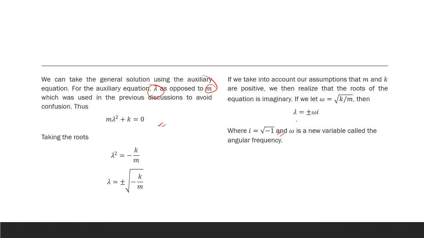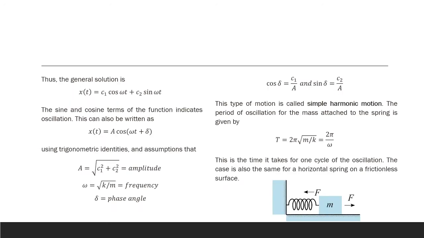So ang maging roots natin ngayong class will be equal to plus or minus omega i. Now yung omega natin, yun yung tinatawag natin na angular frequency. So therefore, ang general solution natin will be, so this is still based from our discussion nung nakaraan, that is, kapag imaginary ang roots natin, that is, x of t is equal to c1 cosine omega t plus c2 sine omega t. So the sine and cosine terms of the function indicates oscillation.